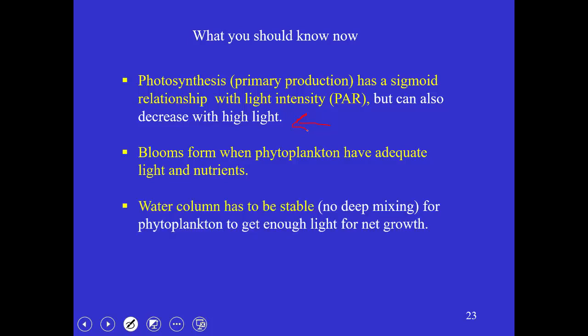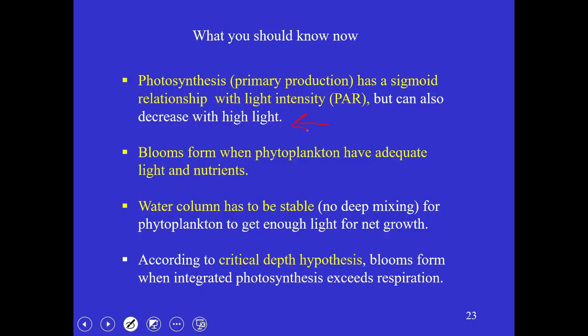Also, another critical aspect of bloom formation, at least according to the critical depth hypothesis, is that the water column has to be stable, in the sense that there can't be any deep mixing. If there's deep mixing, then they get mixed down too deep where it's dark and there's not enough light for them to grow. Even though there are more nutrients, it doesn't matter because there's no light. And that's what the critical depth hypothesis is all about. It's really about the relationship between photosynthesis and respiration, about the gains of carbon by photosynthesis versus the loss of that carbon by respiration.